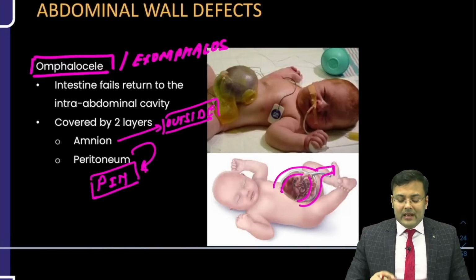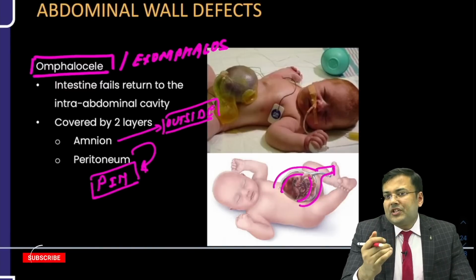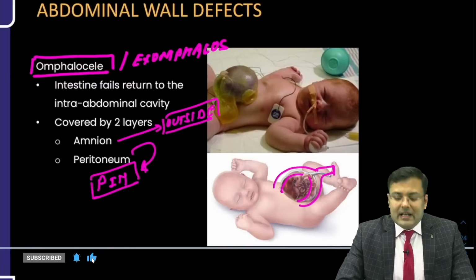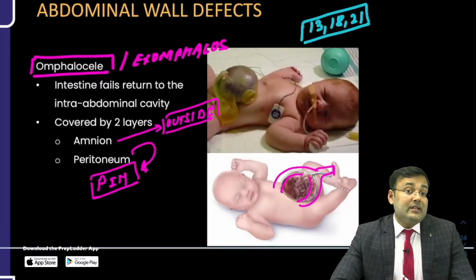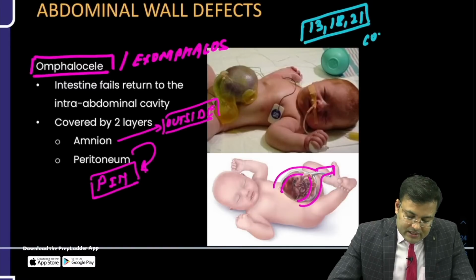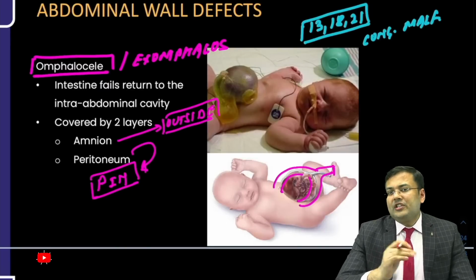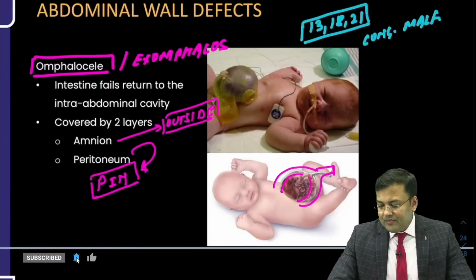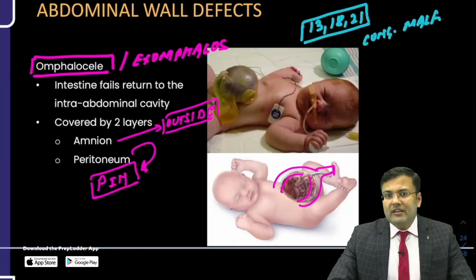Here the bowel is covered, so bowel related complications are lesser. But the problem is that Omphalocele is associated with trisomies. Which trisomies? 13, 18, 21. It is associated with trisomy 13, 18, 21 and with congenital malformations. Which congenital malformation is most common? Tell me the most common congenital malformation. It is related to which system? Musculoskeletal, cardiovascular, genitourinary, which one?